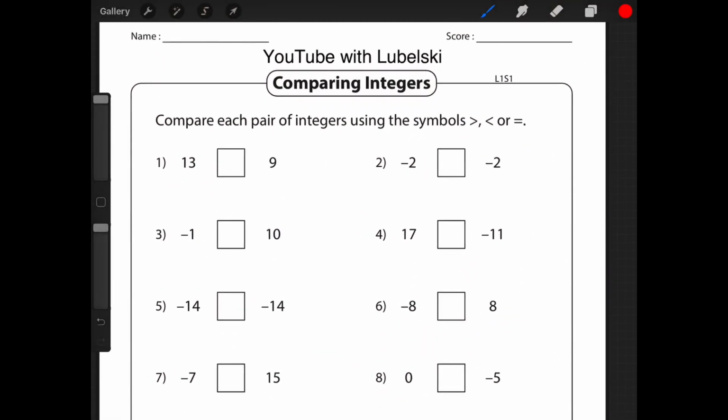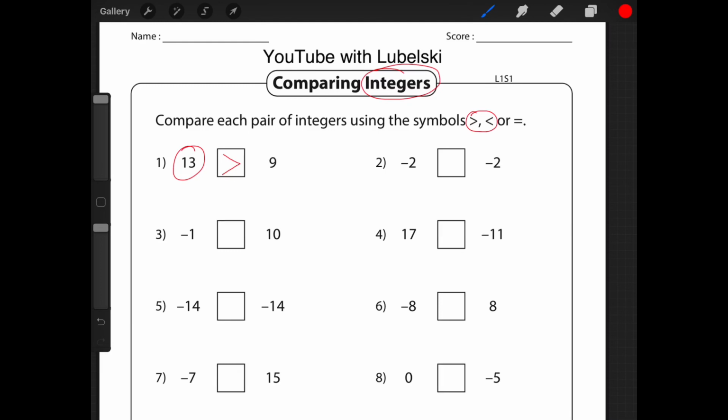All right, welcome back to YouTube with Lubelski. We're going to be comparing integers. Now, remember, integers are all those whole counting numbers and their opposites. So you've been comparing numbers since you were probably a little kid. And the way that we compare numbers is the same way that you did when you were younger. The alligator symbols are greater than or less than symbols. The mouth eats the bigger of the two. So there's a couple of key things you need to know when you're comparing integers, because when you were little, you just ate the biggest of the two numbers. So 13 is bigger than 9, so the alligator eats 13.